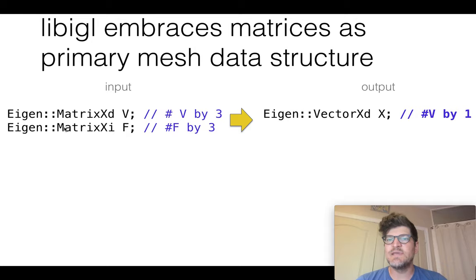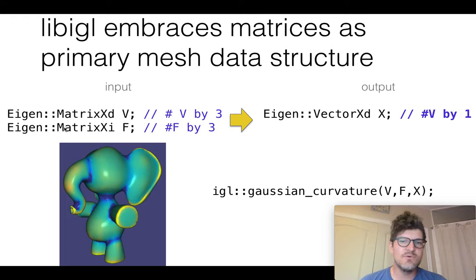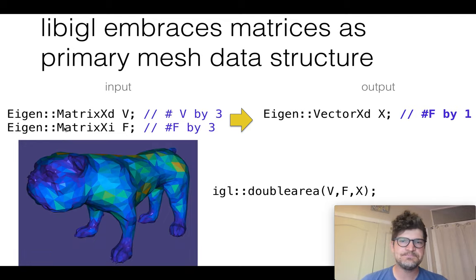So in this case, if we output a matrix X, it might be number of vertices by 1, indicating it's a scalar field stored by vertex values over the mesh. So for example, if we were computing Gaussian curvature over this elephant, we might call igl gaussian curvature. The input is V and F, and the output X is a Gaussian curvature value per vertex.